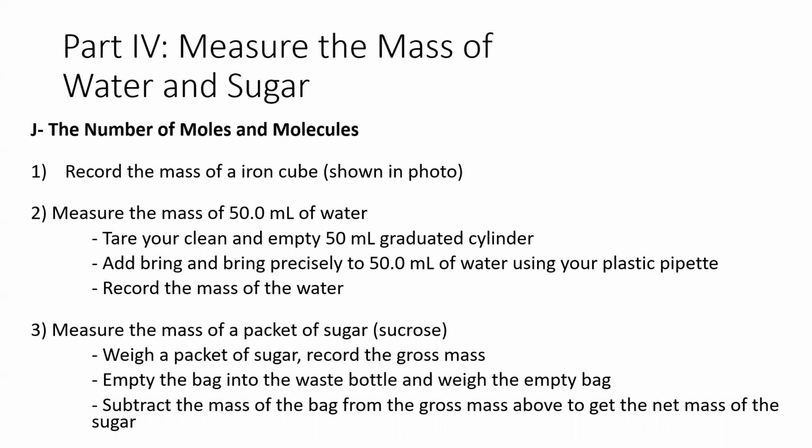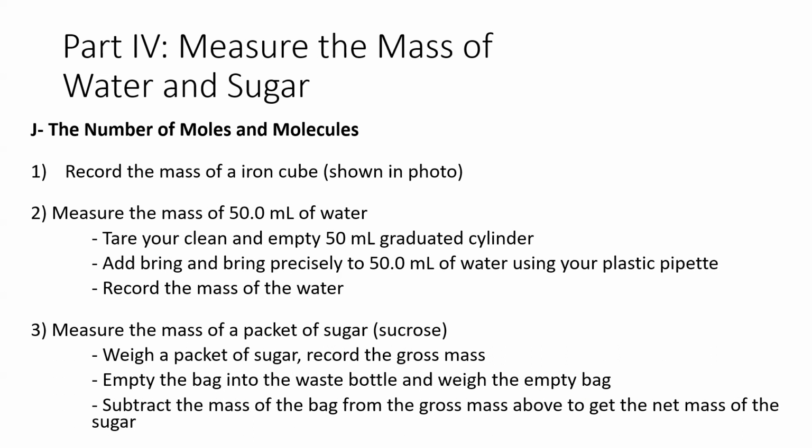In part 1, it just wants you to record the mass of an iron cube, which is shown in the photo. Remember to record all of the digits shown on the scale in the photo. And then next, it wants you to measure the mass of 50.0 milliliters of water. For that, you're going to tare your clean and empty 50 milliliter graduated cylinder. Remember, taring means to place it on the scale and press the tare button so that the scale reads 0 when the graduated cylinder is on the scale.